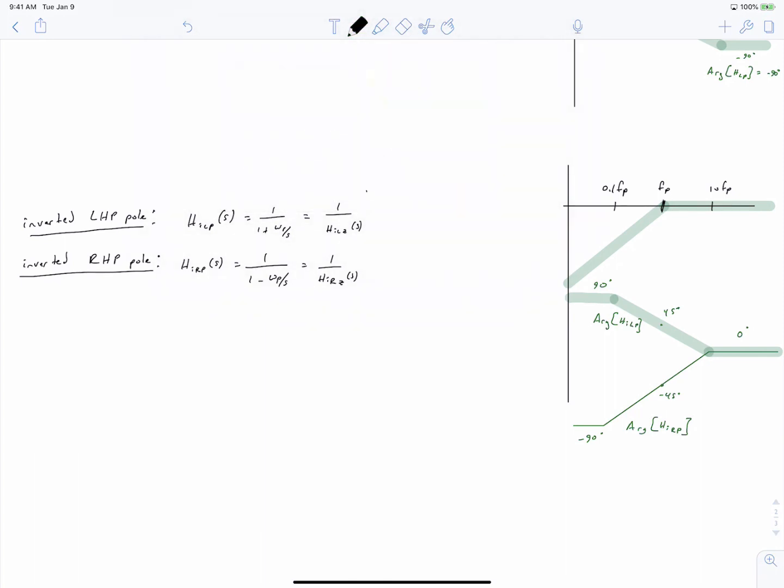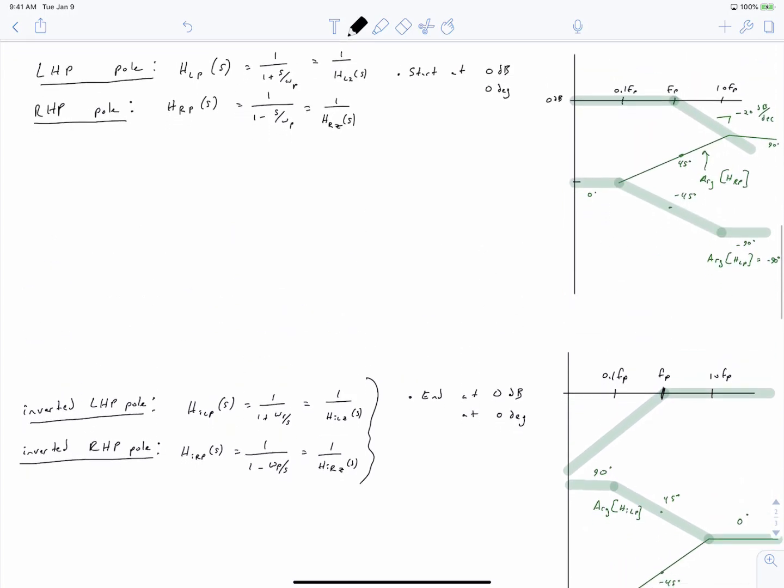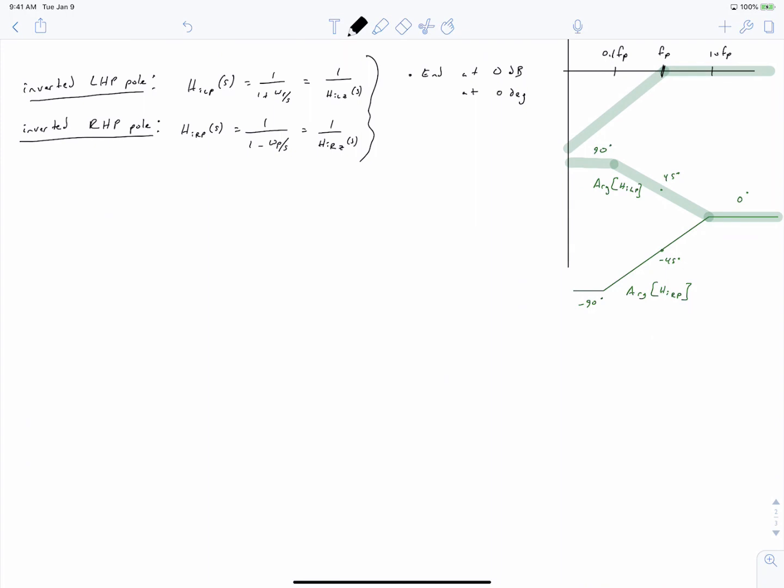And we can remark that both of these transfer functions end at 0 decibels and at 0 degrees. So we again have this duality where a pole, a simple pole, starts at 0 decibels and 0 degrees. An inverted pole ends at 0 decibels and 0 degrees. And we can note, similarly to the case of zeros and inverted zeros, we can show an equivalency.